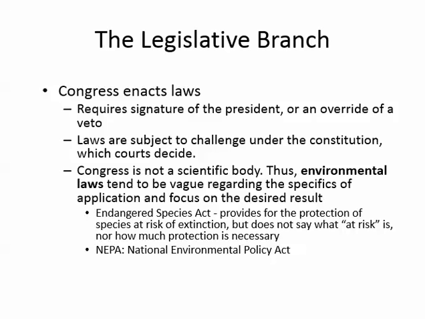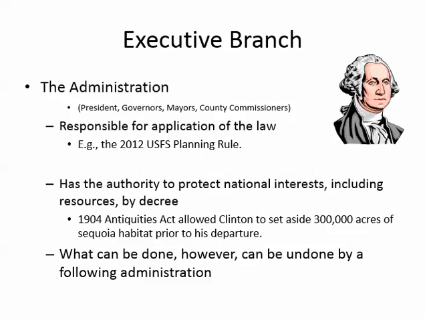With respect to environmental laws, the Congress is not a scientific body, thus environmental laws are vague regarding the specifics of the application and tend to focus on an aspirational goal, like the Endangered Species Act provides for protection of species at risk of extinction. It says that we aspire to not cause the extinction of species, and provides guidelines for characterizing species as at risk, but it doesn't define what at risk actually means. Similarly, the National Environmental Policy Act provides the aspiration that we have to inform ourselves of what kinds of things we're doing to the environment, not whether particular things are bad or not bad.